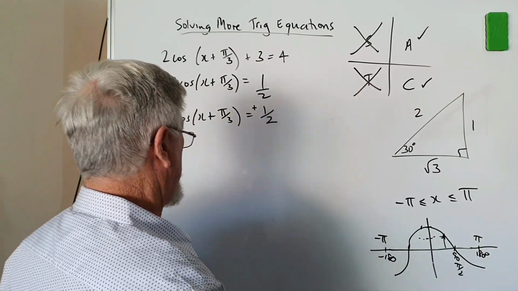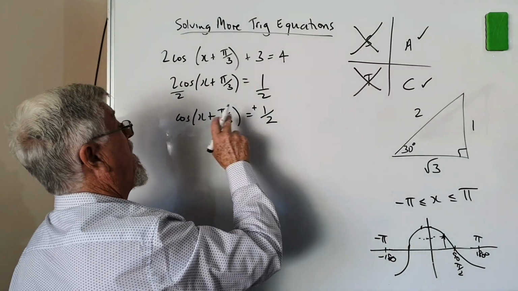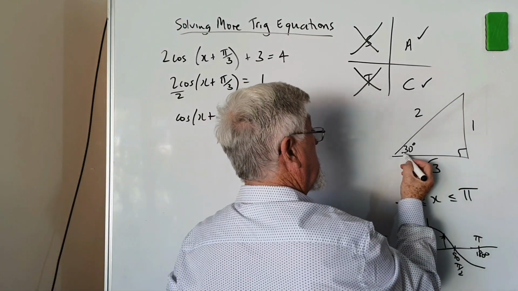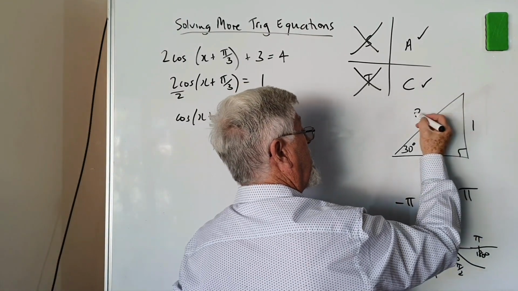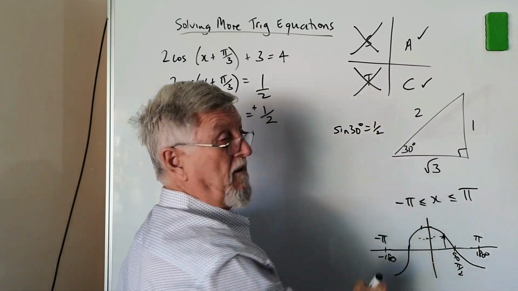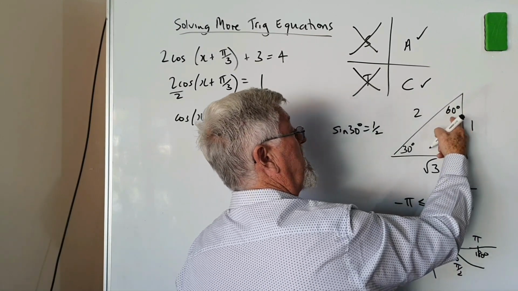Let's have a look at it and see what we've got. So we know that we're wanting cos to be a half. So how do we get cos to be a half? If I said sine 30, there's a half. Most people memorise and start with sine 30 as a half. So if that's 30, over here is 60. So the cos of 60 is a half.